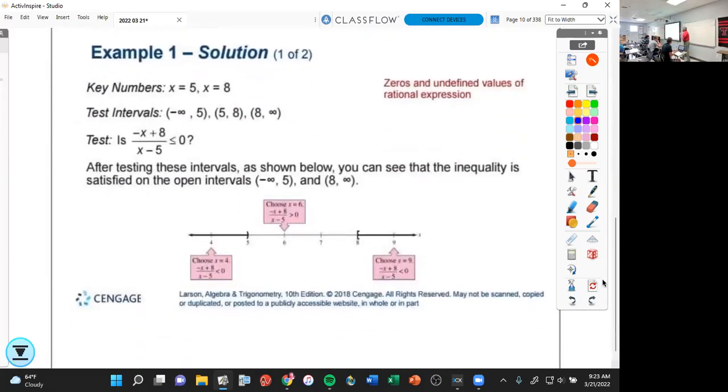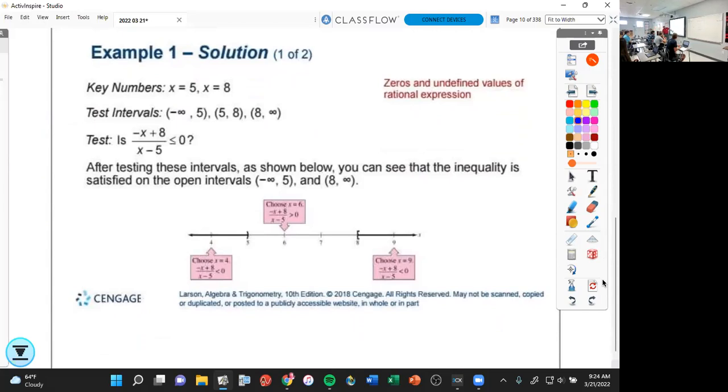So the key numbers are 5 and 8. So my test intervals go from negative infinity to 5, 5 to 8, and 8 to infinity. Those are my test intervals. What do I do with test intervals? You choose a number, right? Any number in that interval and plug it in.